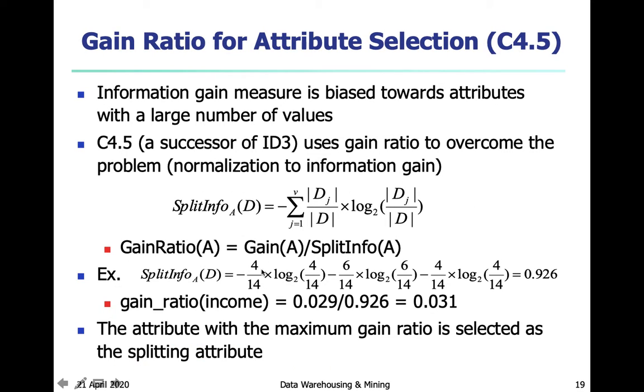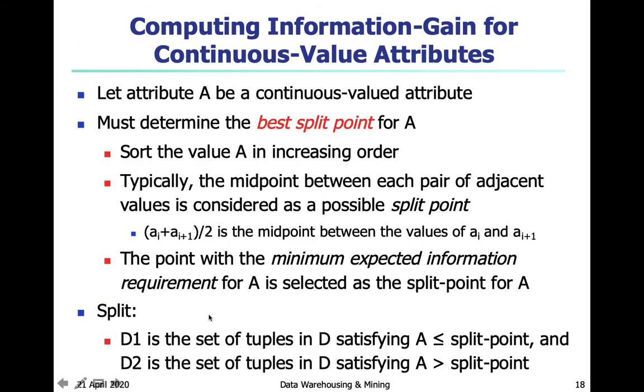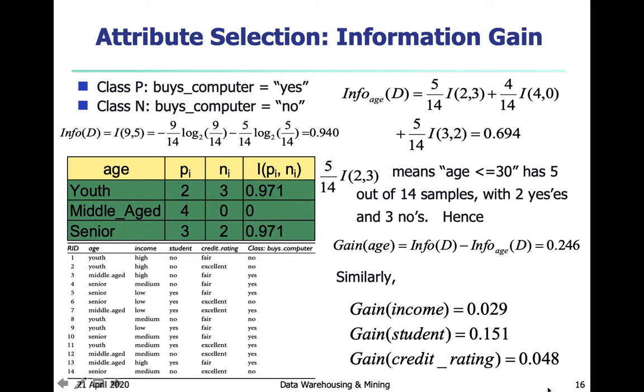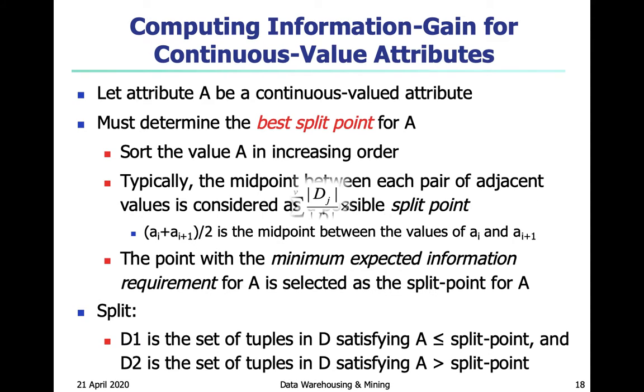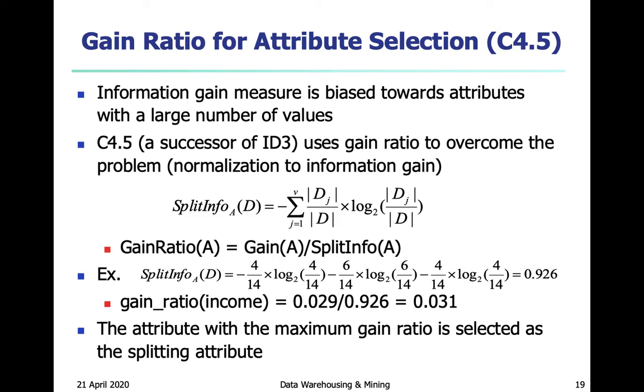So this is minus 4 by 14, because 4 lows are there. Three values are there: low, medium, and high. So this is minus 4 by 14 into log of 4 by 14 to the base 2, minus 6 by 14 log of 6 by 14, and this is 4 lows, 6 mediums, 4 highs. So what is the split info? This is the value. Then what is the gain ratio? You have already seen the actual gain, 0.029, for this income attribute. Then the gain ratio is 0.031.